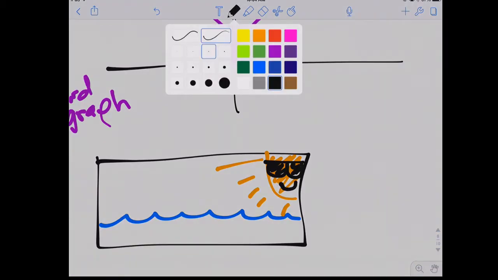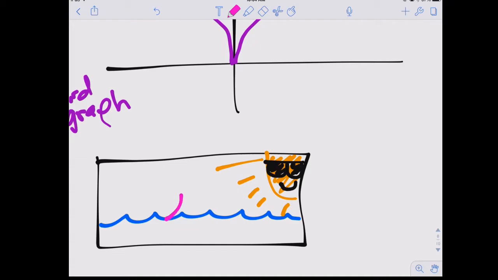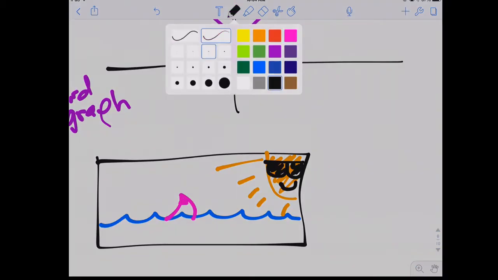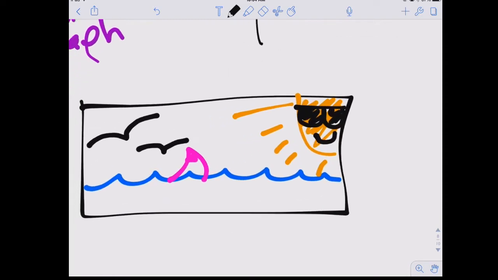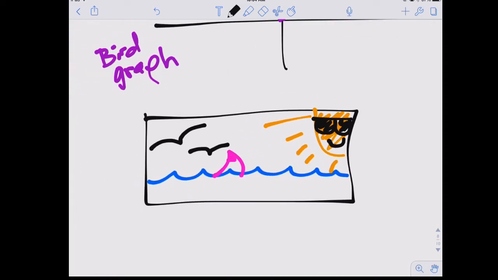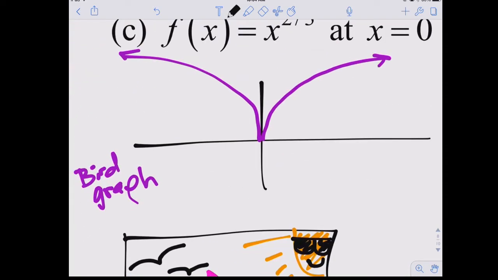Maybe you drew like a little pink fin shark coming out of the water. But of course, the finishing touch was the birds, right? And you do maybe 2 of them, right? Oh man, that's beautiful. There's your seascape. That's why I call it the bird graph. It's x to the 2/3.